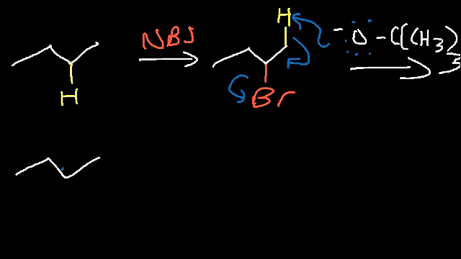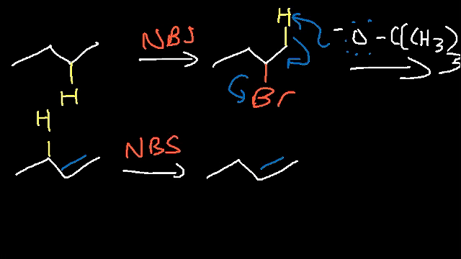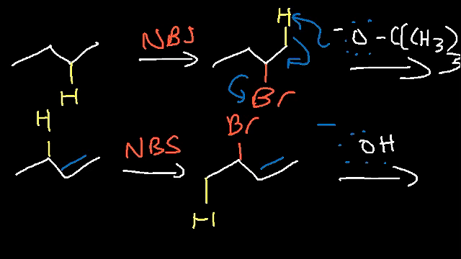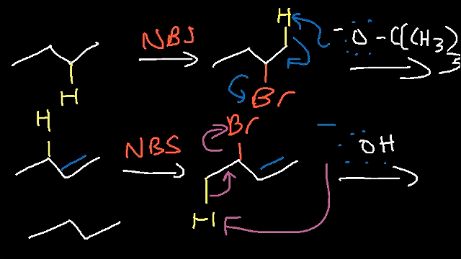So now that we have this terminal alkene, what I'm going to do is use NBS again. And it's going to replace the allylic hydrogen. Now at this point, I can use any strong base, tert-butoxide or hydroxide, because hydroxide will easily remove this hydrogen, so we can get a conjugated alkene. So it's going to grab this hydrogen, form a double bond, and expel the bromine atom. So now what I have is 1,3-butadiene.